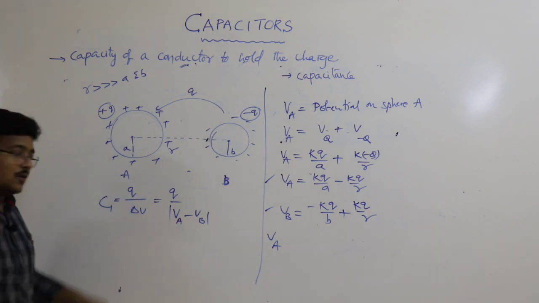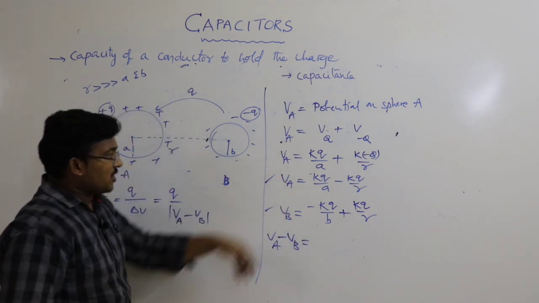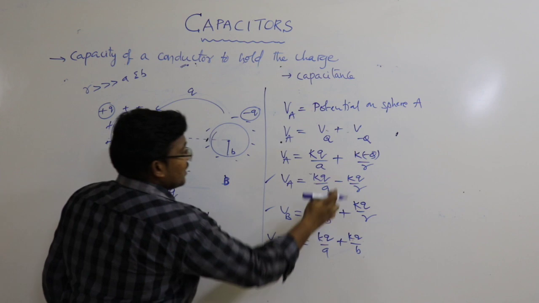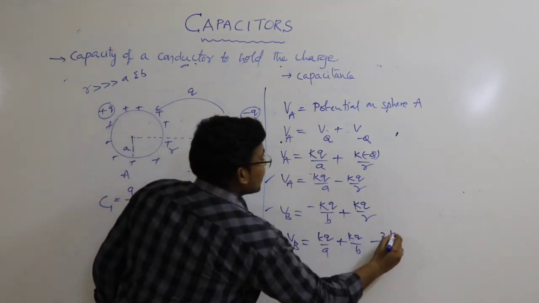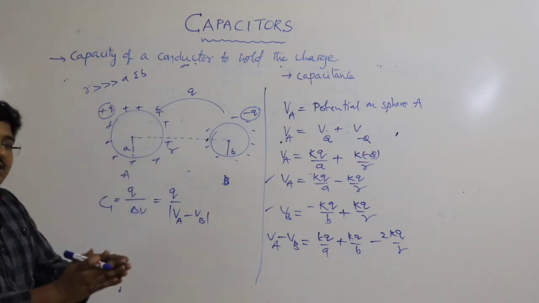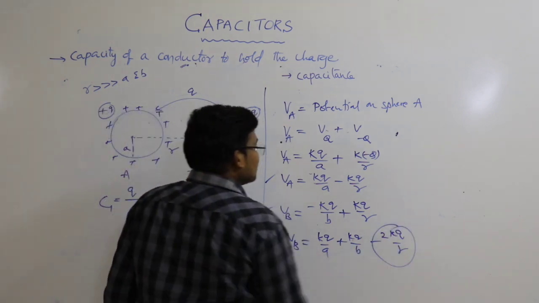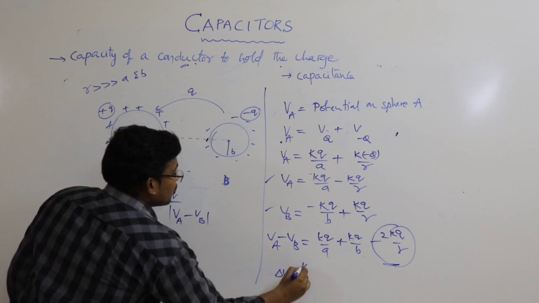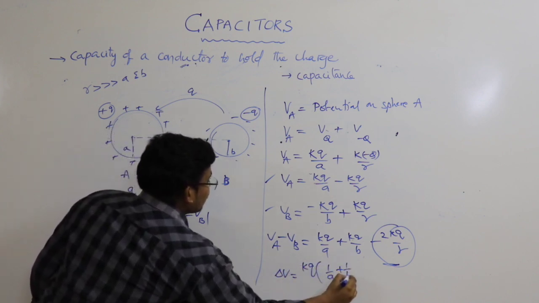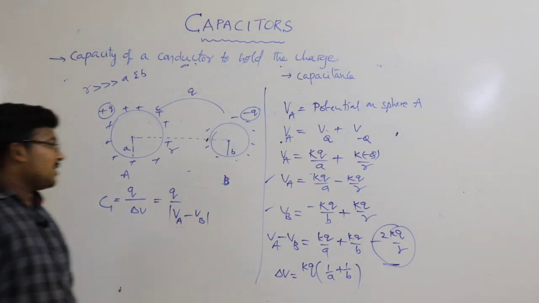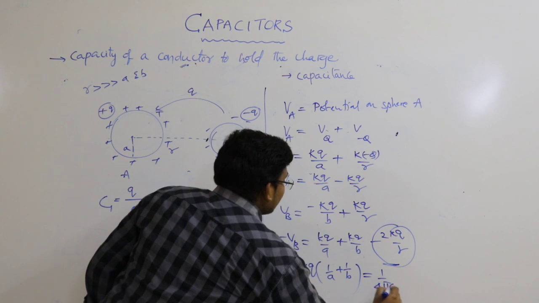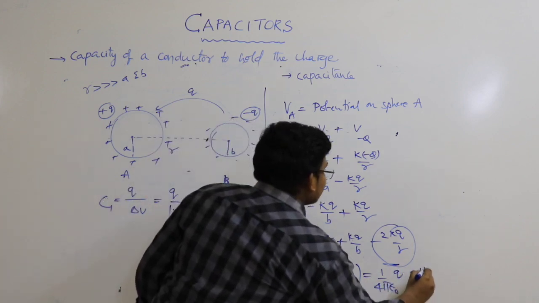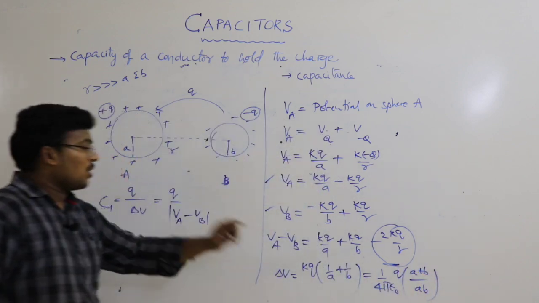Now we want the potential difference VA minus VB. If you do the difference, kQ by A, minus becomes plus, kQ by B. This is minus kQ by R, so minus 2kQ by R. But you know that R is very large, so this term will be 0 because R may be taken as infinite. So this will be neglected. So what is the potential difference? kQ we can take out. So 1 by A plus 1 by B. The LCM will be AB. So it can be written, with k as 1 by 4 pi epsilon naught, as Q into A plus B by AB. So this is how we got the potential difference.